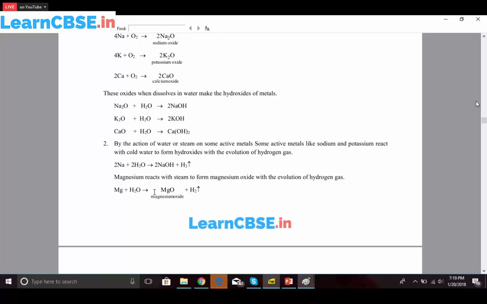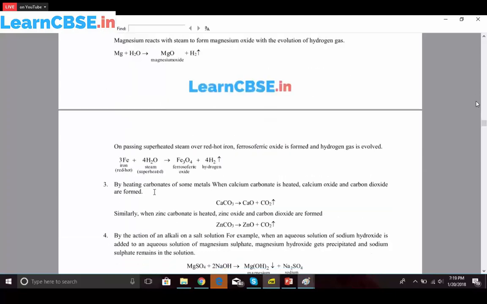The magnesium reacts with the steam. Okay, so the magnesium cannot react with the cold water. It can react only with the steam. The steam is nothing but water vapor, H2O in the form of the gas. So when the magnesium reacts with the steam, it forms the magnesium oxide plus hydrogen.